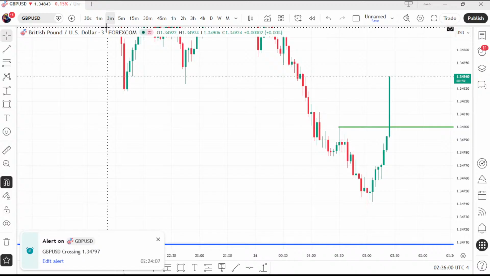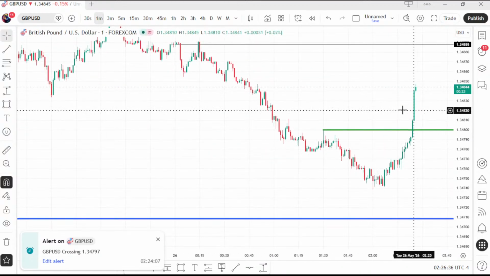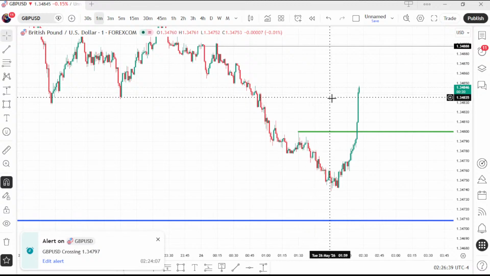Price is leaving us. Actually expecting those bullish prices. Price is going and going and going, leaving us, and it hasn't even given us a fair value gap. Now let's drop down to the 1-minute. Now if price retraces down to a fair value gap, you will want to buy.